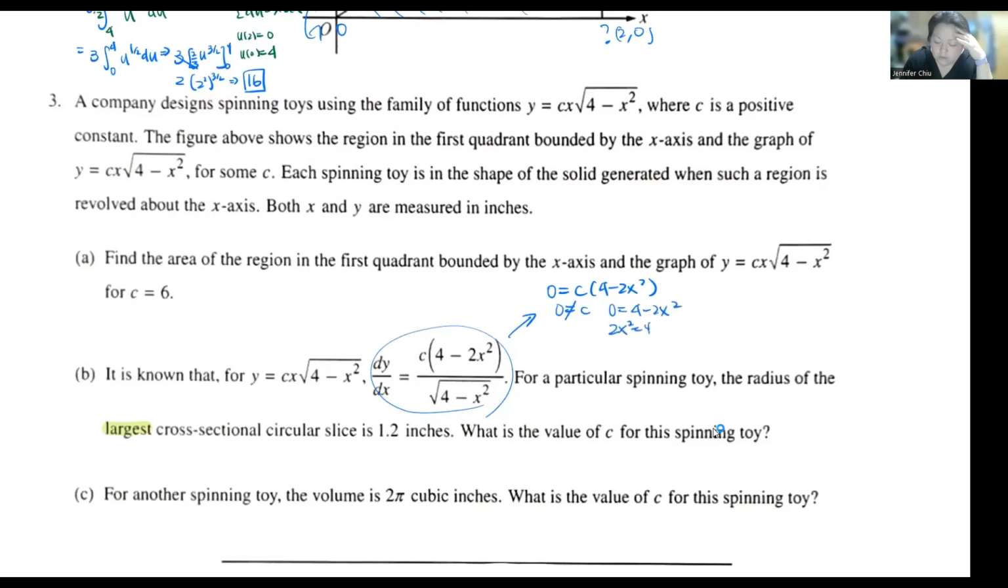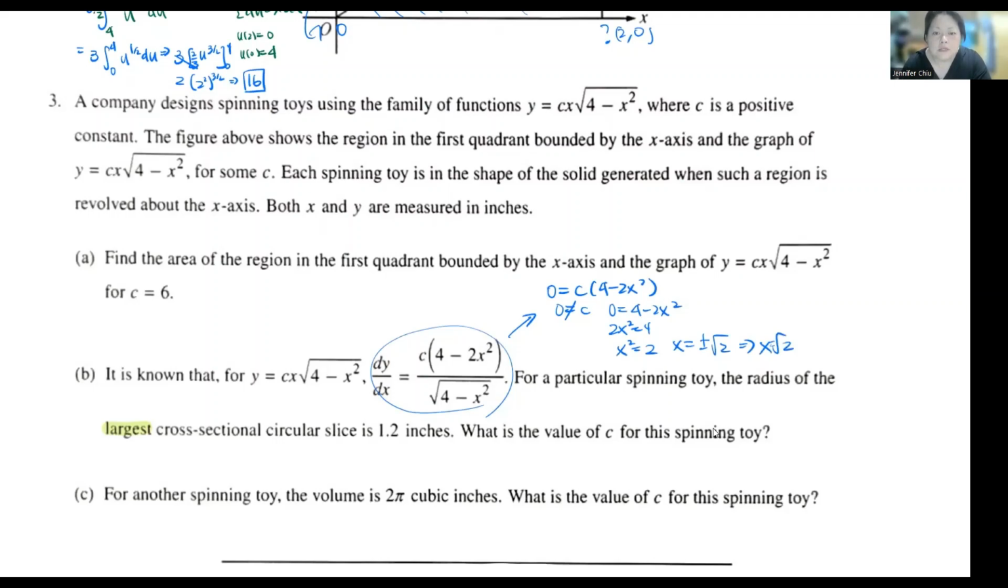2x squared equals 4. X squared equals 2. X equals plus or minus root 2. But because we're in the first quadrant again, we're literally looking for x equals positive root 2. Okay, so what is the value of c for this spinning toy?